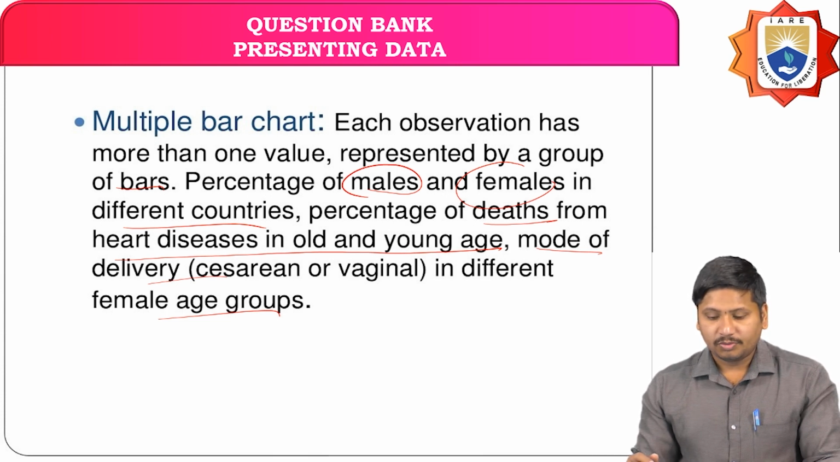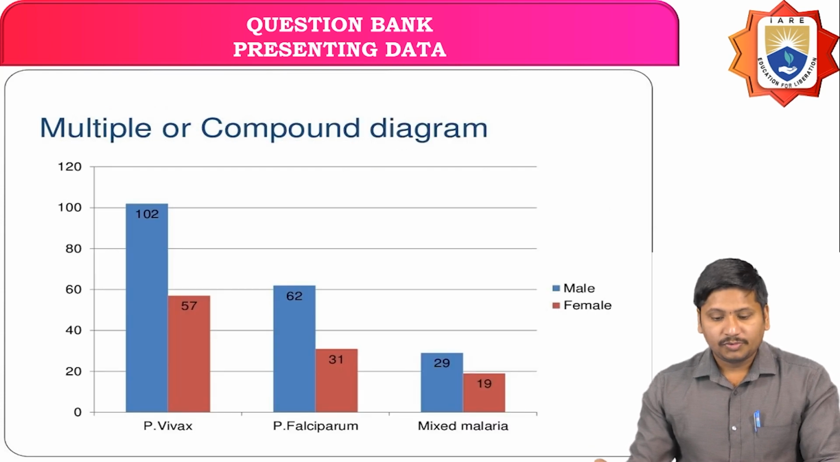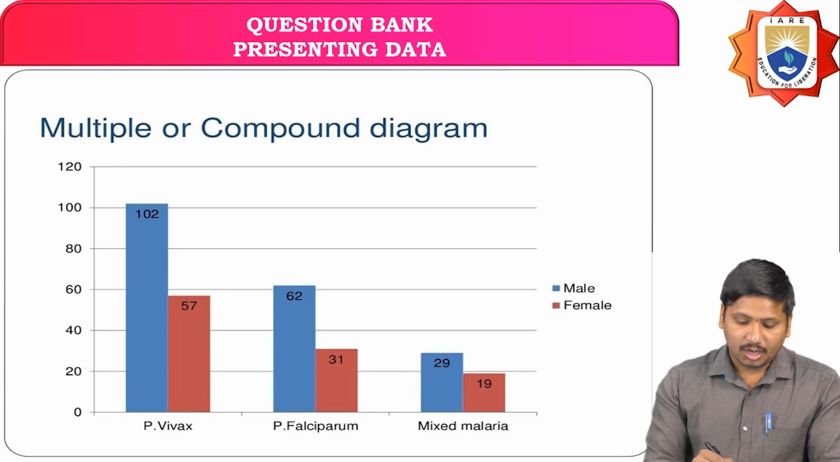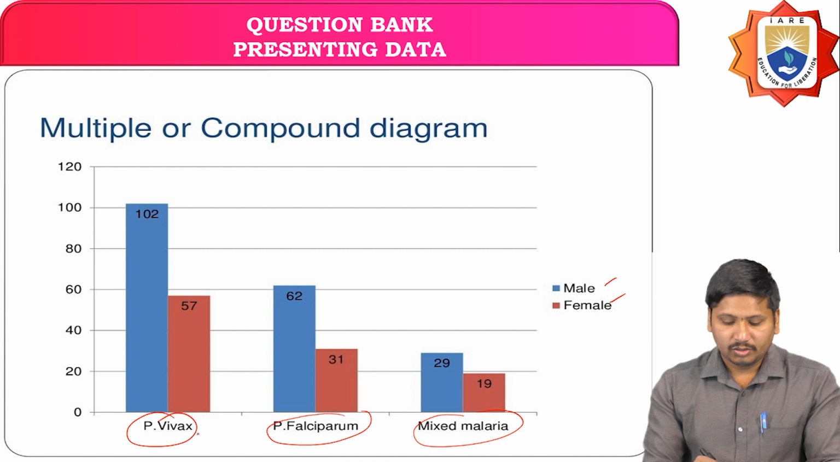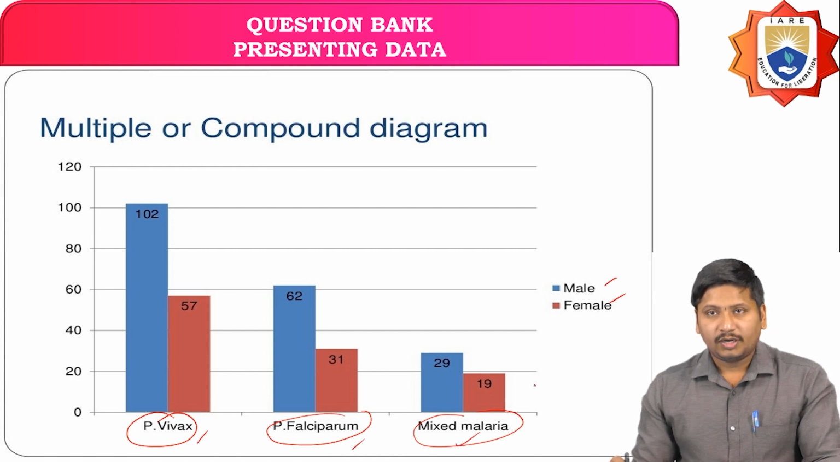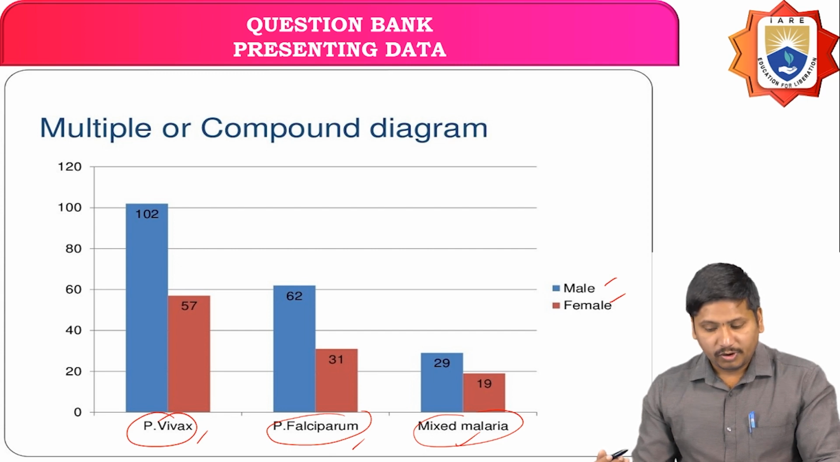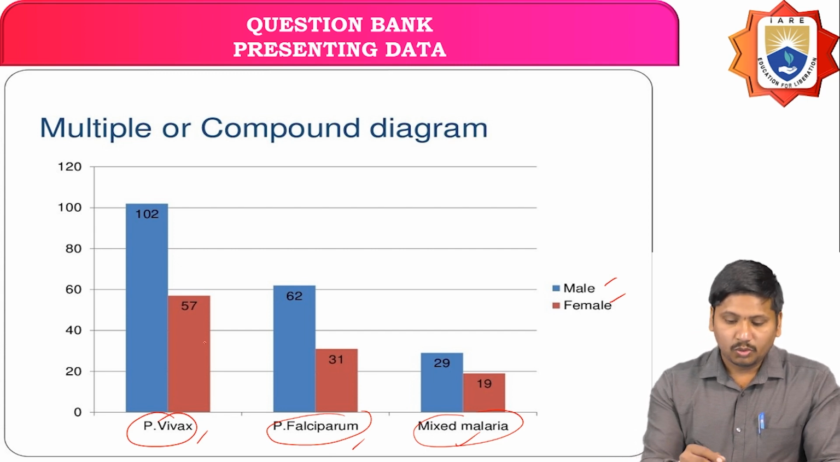Suppose each observation has more than one value, so it is represented by two bars. I want to find out the percentage of males and females in different countries, and the percentage of deaths from heart disease in old and young age. So I have multiple bars. Same thing, I want to find out how many males and females are affected through these diseases, so you have to use the multiple bar chart diagram. Here the blue indicates the number of male people and red indicates the number of female people.